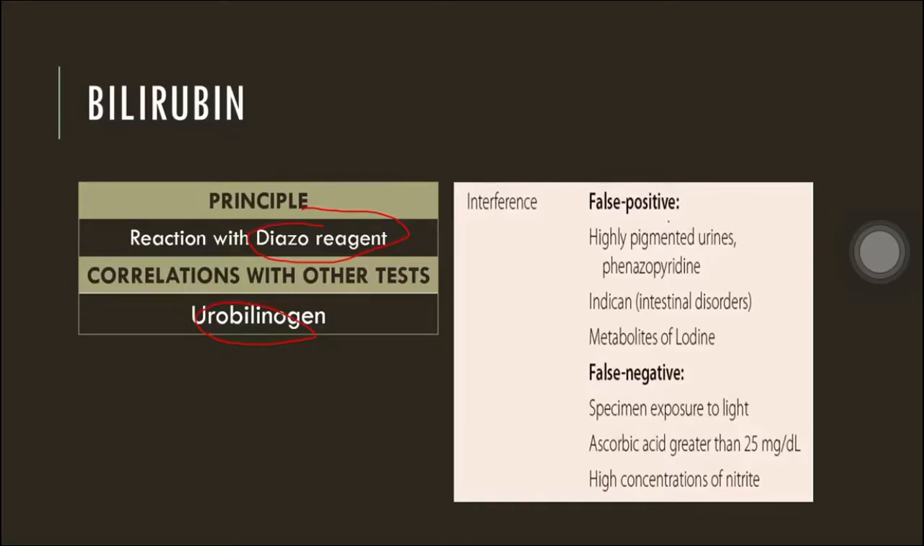False positive: highly pigmented urine, and metabolites of phenazopyridine. So again, if you remember, bilirubin is affected by preserved urine. What happens is that bilirubin, once exposed to light, oxidizes to form biliverdin. Meanwhile, bilirubin is also affected by the presence of ascorbic acid, causing a false negative reaction.